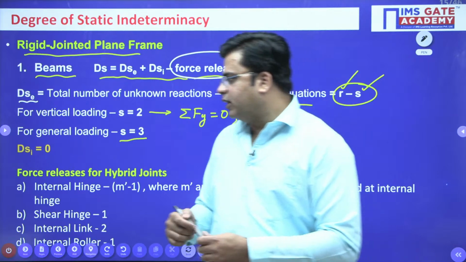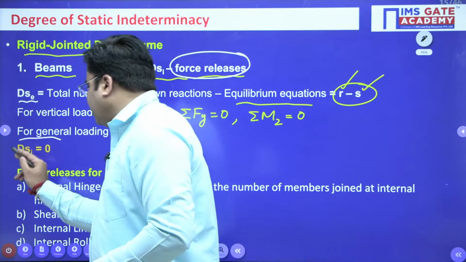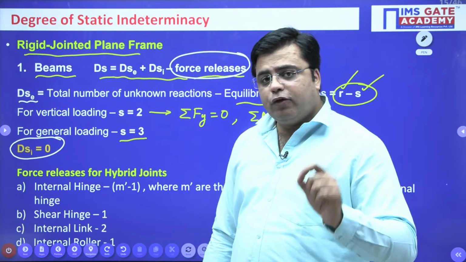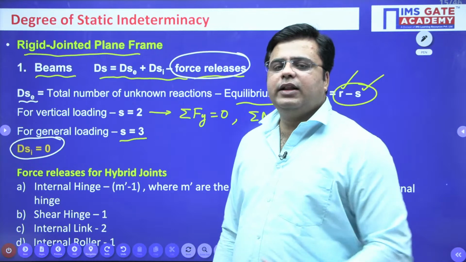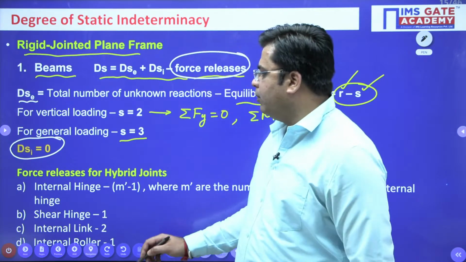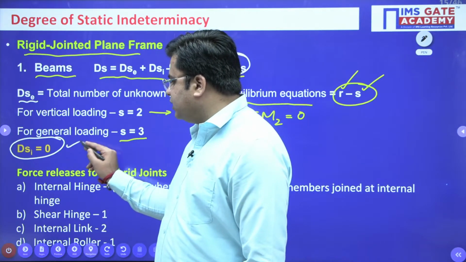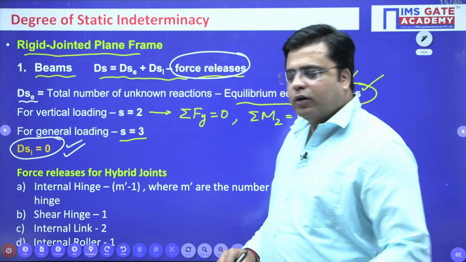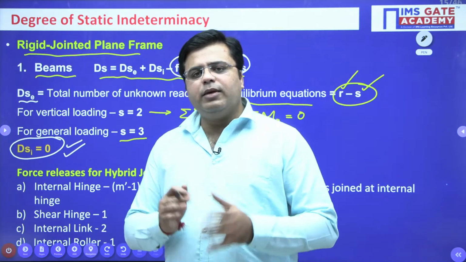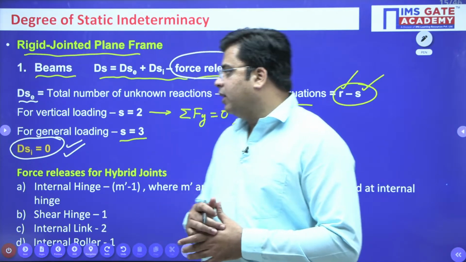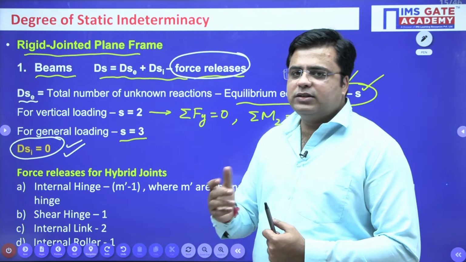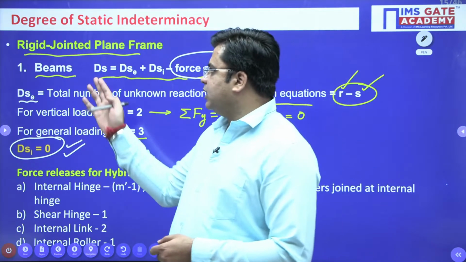Okay. So for that reason, degree of internal indeterminacy for a beam comes out to be 0. Because if you know the support reactions, you can calculate the value of shear force and bending moment at any section over the beam. Okay. So for beam, degree of internal indeterminacy is 0. Please keep a check on this. So for beam, it is very easy to calculate the degree of static indeterminacy. We will be only focusing on calculating the total number of unknown reactions minus the equilibrium equations minus the force releases. Okay. So this is the case.